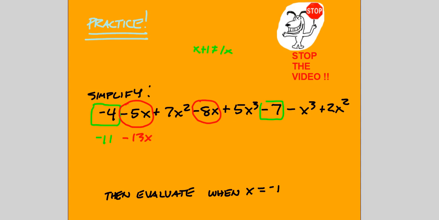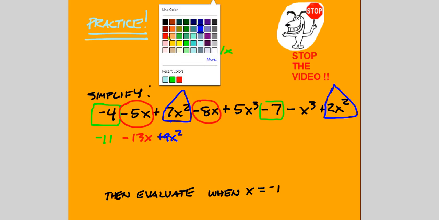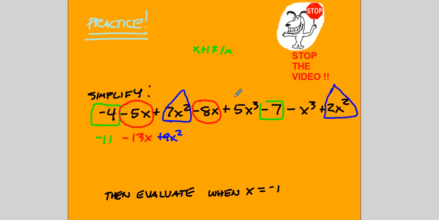Okay, now I have a 7x squared. And I have another x squared over here, a 2x squared. So I put those together. 7 and 2 makes 9, so that's plus 9x squared. So now I'm left with the 5x cubed. I've got 5x cubed, and I'm going to put a 1 there to make that coefficient 1, and a minus 1x cubed. Well, 5 minus 1 is 4, so I have plus 4x cubed.